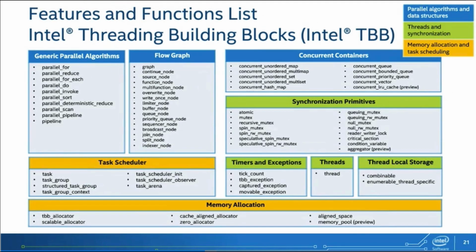Here is a nice cursory view of the features and function lists. Synchronization primitives, like things as complicated as a speculative spin mutex, most people would not want to implement that themselves. You can rely on our many years of experience in parallelism to just have that implemented for you, so you can just express things in the way you want to express and not worry exactly how those things are implemented.